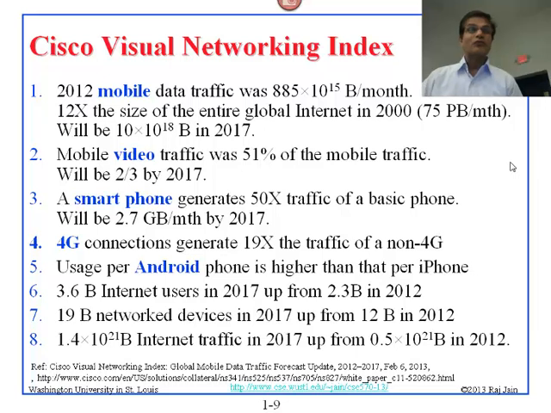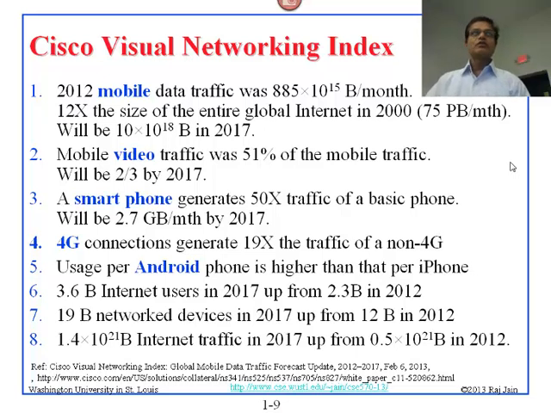A smartphone generates 50 times the traffic of a basic phone, and will be 2.7 gigabytes per month per phone. Now, right now, when I use my phone, my bill comes out to 200 megabytes. My son's comes out to 4 gigabytes, by the way. But that is what it will be for everybody in 2017. Right? 2.7 gigabytes per month per phone.